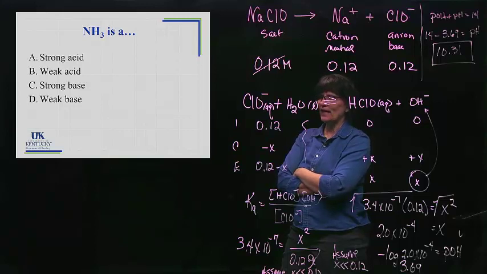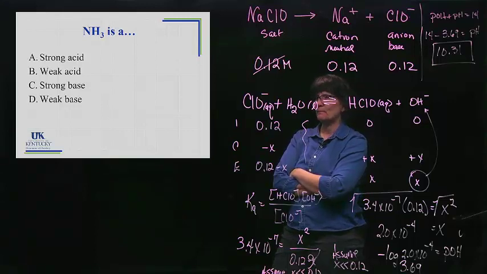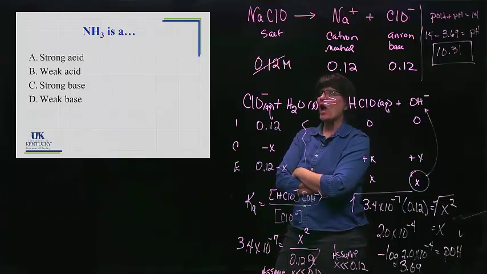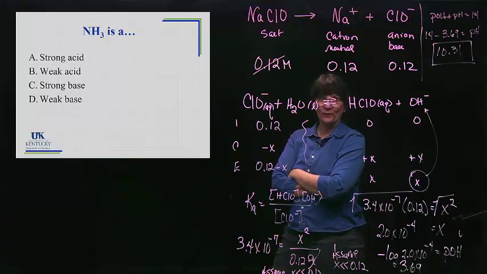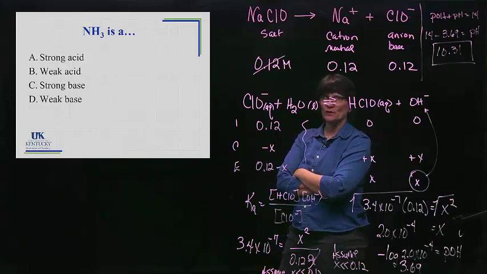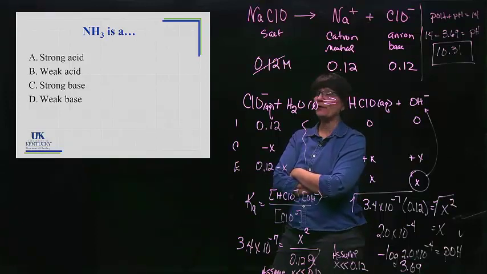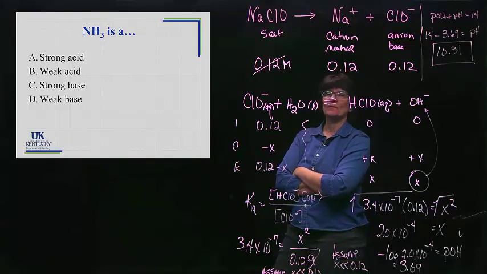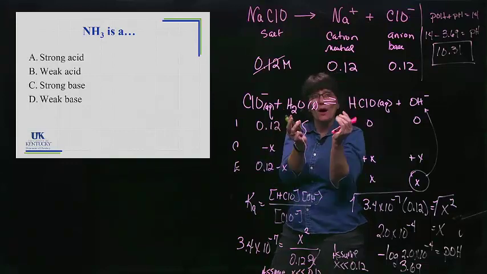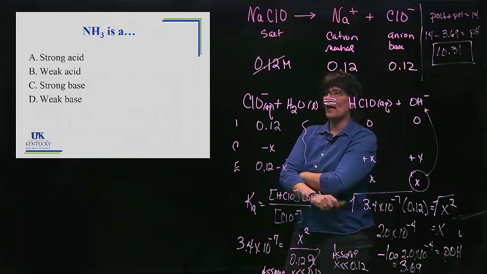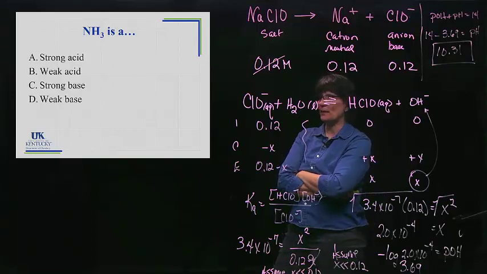NH3. What is NH3? Pick one. Well, it is a weak base. How do I know that? Well, when I see a nitrogen with 3 bonds to it, that is a giveaway of a weak base. So it has 3 hydrogens, it's a base. If it was 3 CH3 groups, it'd be a base. 2 hydrogens and 1 CH3 group, a base. If it has 3 bonds to that nitrogen, it is going to be a proton acceptor. It's going to be a base.